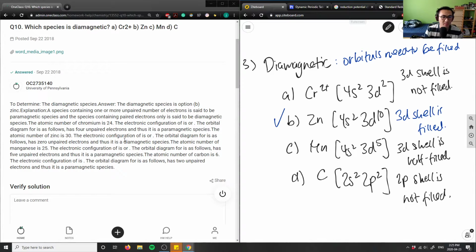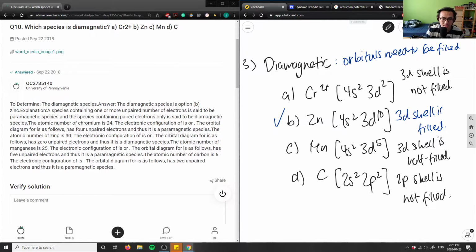Zinc here is 3d10, so it is diamagnetic. Manganese is half filled, 5 unpaired electrons. And finally, carbon here has 2 unpaired. In the 2p orbital I only have 1 and 2, so I only have 2 electrons here, therefore I have 2 unpaired electrons. So it's a paramagnetic species.